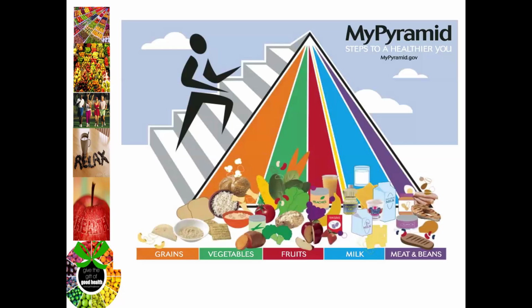This is my pyramid. My pyramid steps to a healthier you. So if you want to educate people on how to eat, this pyramid is a very good illustration. You can see that the grains form the largest group, and like I said, because in the Western world, they're not very used to roots and tubers, so we classify roots and tubers along with grains.